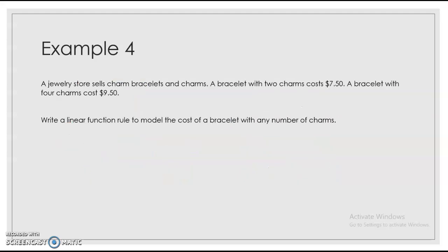All right, last example. A jewelry store sells charm bracelets and charms. A bracelet with 2 charms costs $7.50, so that's one of our points: 2, $7.50. And then a bracelet with 4 charms costs $9.50. So then we've got 4, $9.50.